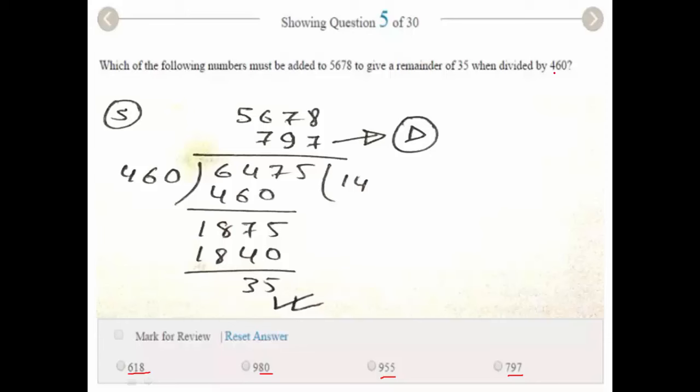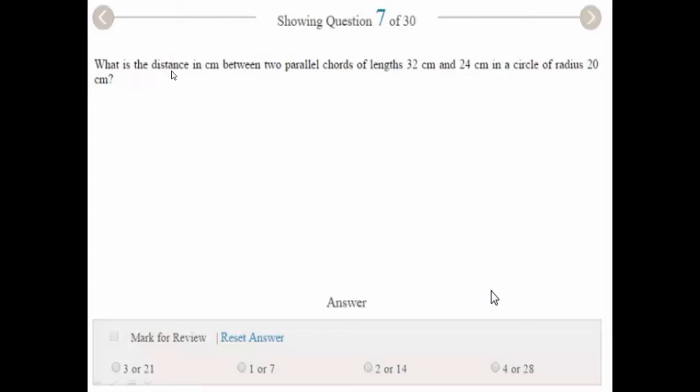So whenever we divide this number by this, then you get 35 as the remainder whenever you add this one with this one. Okay, so the next question is: what is the distance in centimeters between the parallel chords of the given lengths in the circle? 20 centimeter.